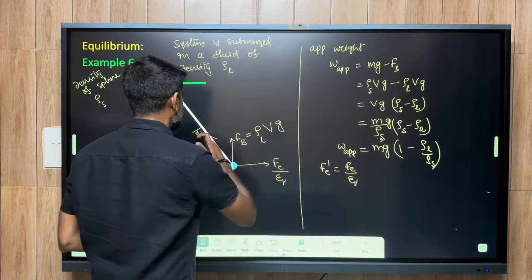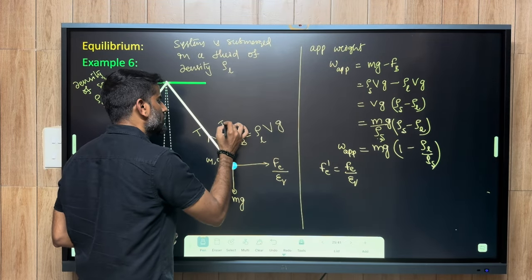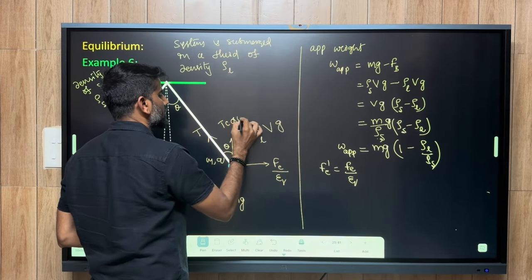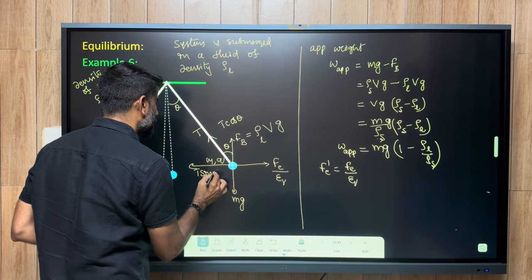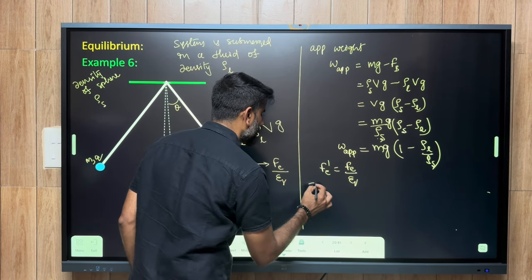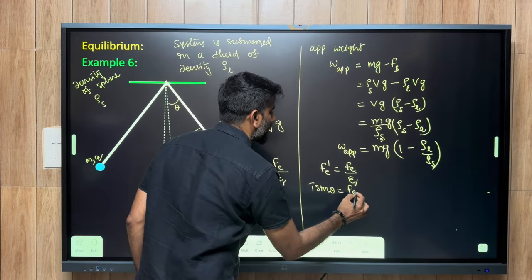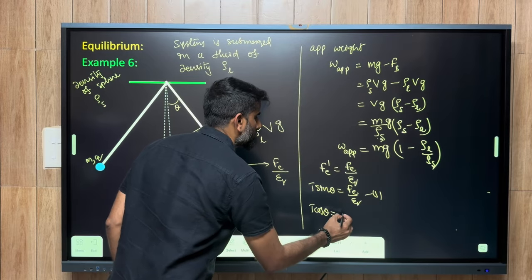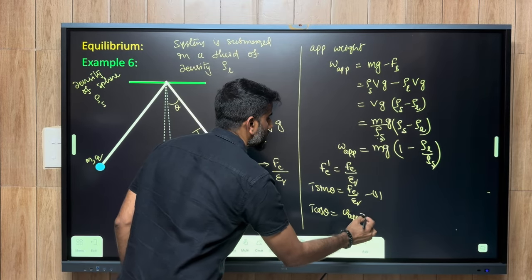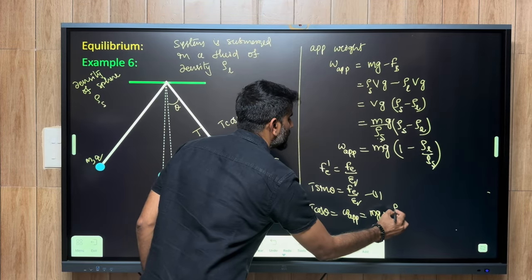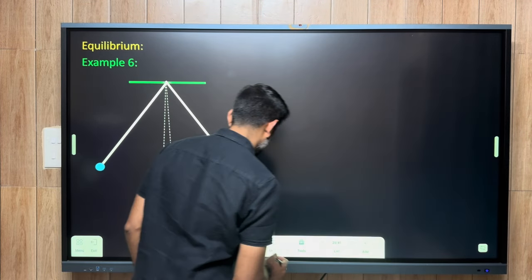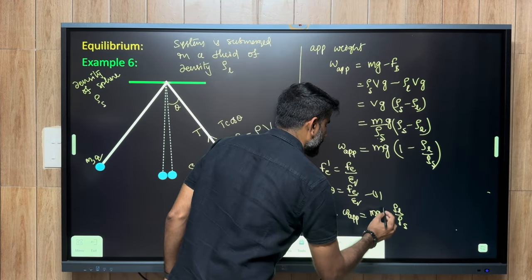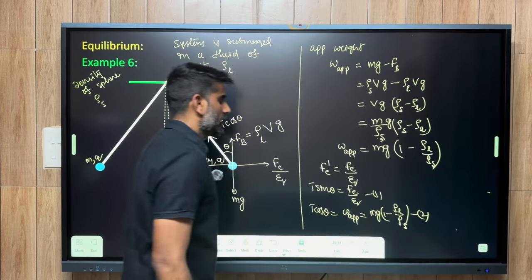Now let's resolve the tension into this direction. You will get a T. If this angle is theta, this angle also would be theta, T cos theta, and this would be T sin theta. Okay, now I am writing T sin theta is equal to Fe by epsilon naught, this is equation 1, and T cos theta is equal to W apparent, which is nothing but mg times 1 minus rho L by rho S. This is equation number 2.